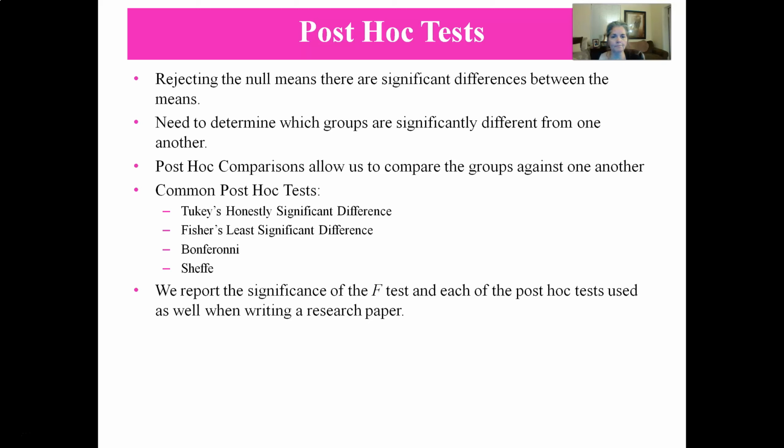Because you have two or more groups, the F-test tells us that there were differences between the groups, but it doesn't tell us which groups were different from one another. So what we have to do is a post hoc analysis. So we have to see, is group A different than B? Is group A different than C? Is group B different than C? And these post hoc analyses allow us to compare every possible combination of groups.